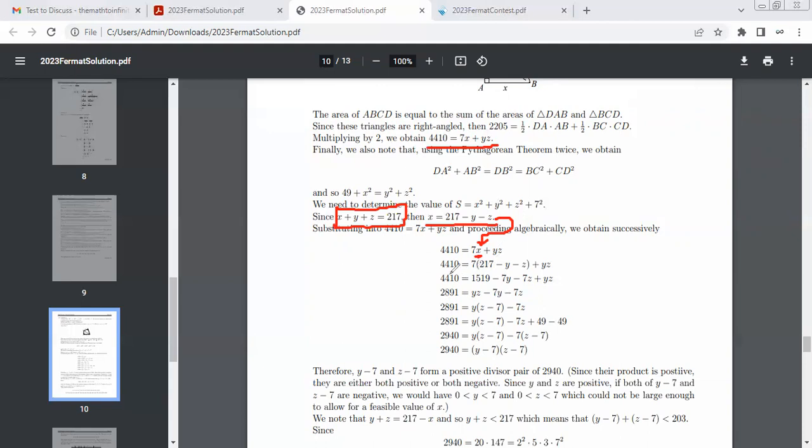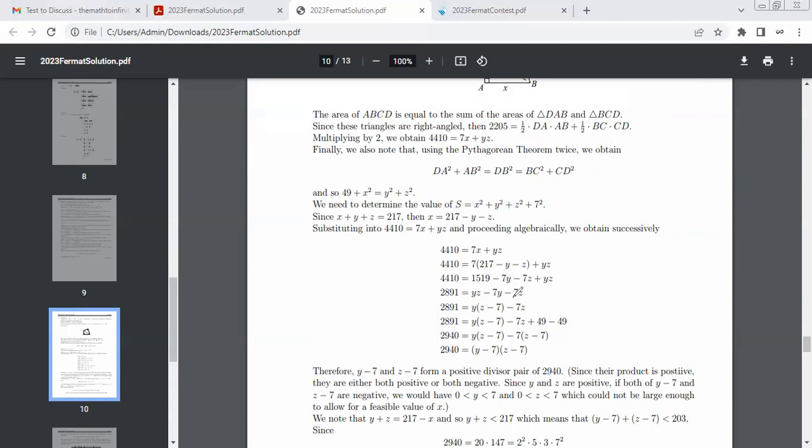Yeah. So now you just have to simplify this. You just have to multiply this by 7, simplify, and take the 1519 to the left side. It becomes 2891, which would give you yz minus 7y minus 7z. And from here, take y as common outside. It's going to be y times z minus 7, minus 7z. And here, we're going to simplify this further.